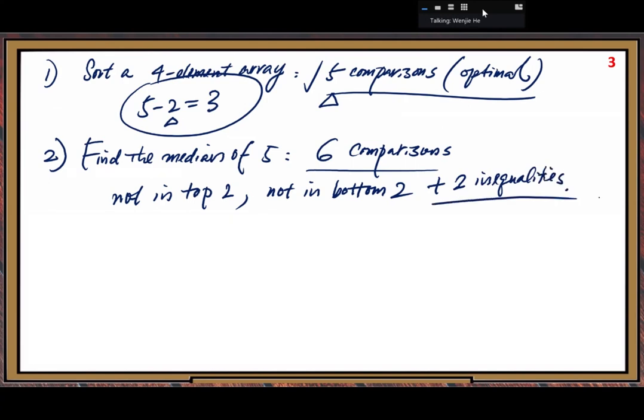And those 2 inequalities can both be used when we find the median, right? So those 2 can be completely used, and can help us save 2 comparisons. So the answer is 6 minus 2 equals 4. But I notice some students didn't use this result.